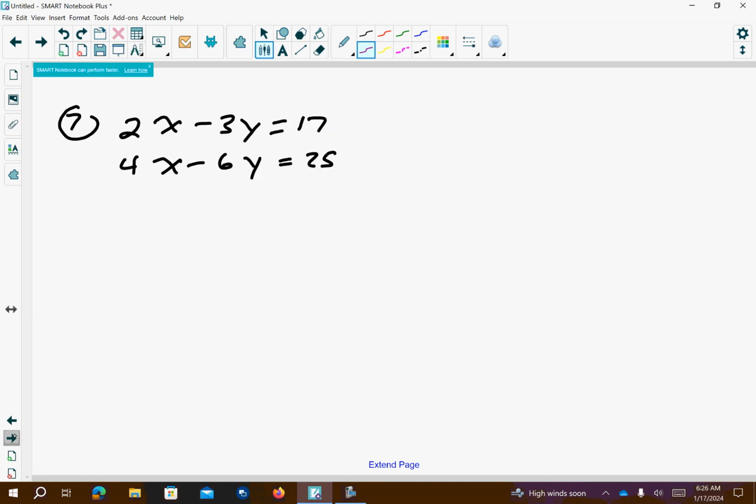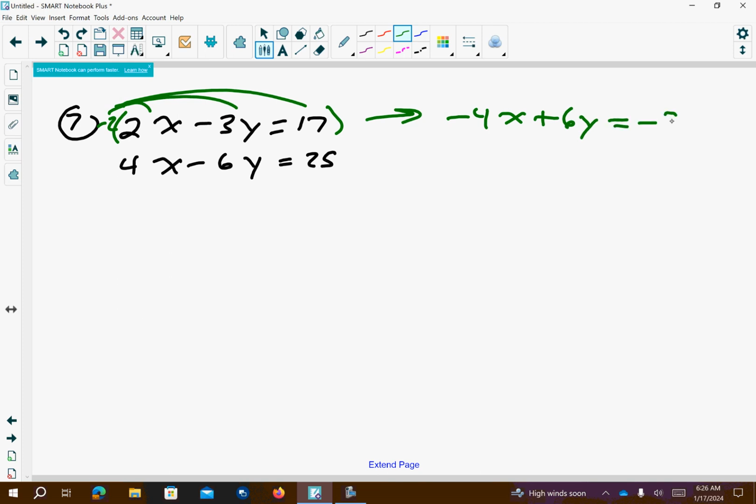Number 7, we got to pick one of the variables to get rid of. So let's choose to get rid of our x's. I'm going to multiply the whole top equation by negative 2. Distribute that over. That's going to give me negative 4x plus 6y is equal to negative 34. The bottom equation I don't have to do anything to.